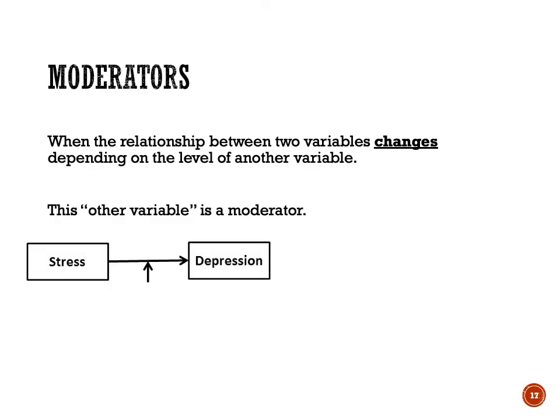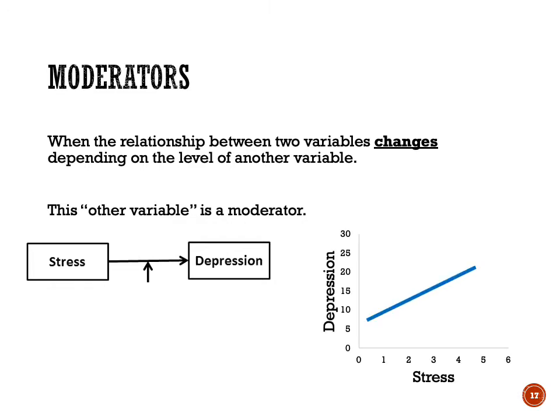Before we go on to part 2, I want to talk about moderator variables. So when the relationship between 2 variables changes depending on the level of another variable, that other variable is called the moderator variable. So for example, let's say you have a correlation between stress and depression, and this might be a positive correlation, meaning that more stress is associated with higher levels of depression. That's a general correlation, right? But maybe for a person who has a lot of social support, the relationship between stress and depression might go away. In that case, social support moderates the relationship between stress and depression.